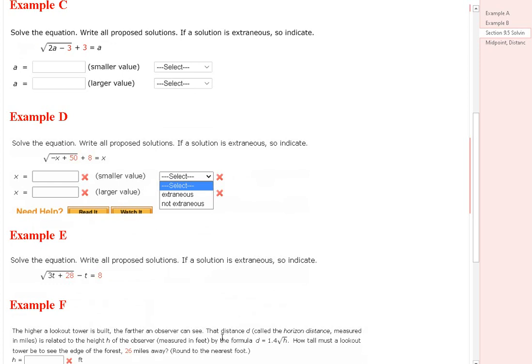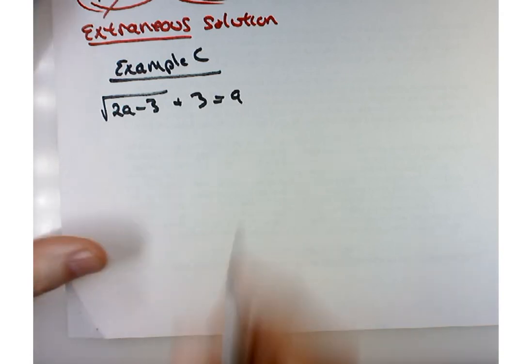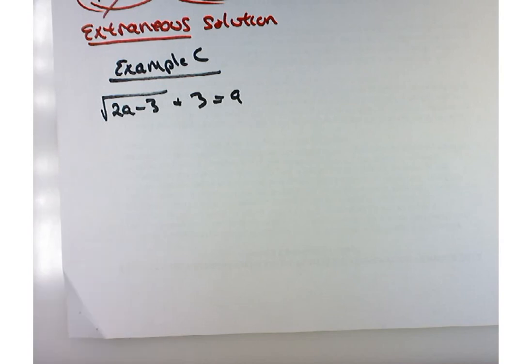All right. Let's move on down to example C here. And things are going to start getting a little bit more interesting for us. Example C. Square root of 2a minus 3, plus 3, equals a. Now there's a temptation that a lot of people have. They want to square both sides right away. That would not give you anything near what you expect it would. What you have to do is you have to isolate the radical first. Get the radical by itself before you square.